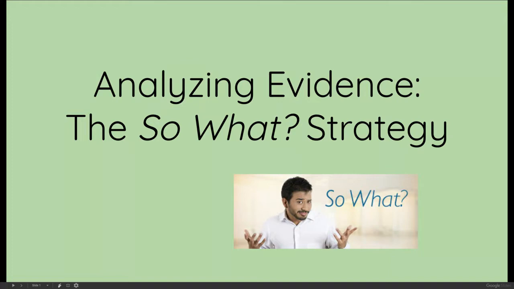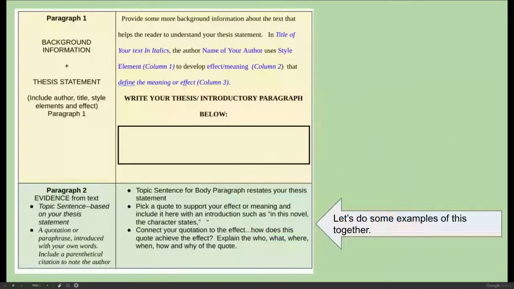One way to make this a little bit easier for you is to use what's called the "so what" strategy. The "so what" strategy makes you think like a reader. It makes you stop and say, okay, so what? What do I do with this evidence? What does my reader need to understand in order to support my argument? So let's look at some examples of what this looks like.